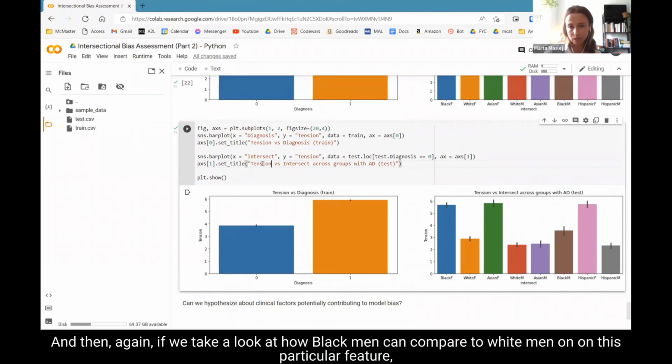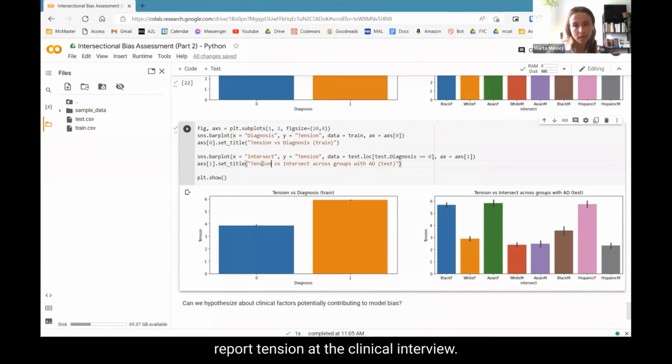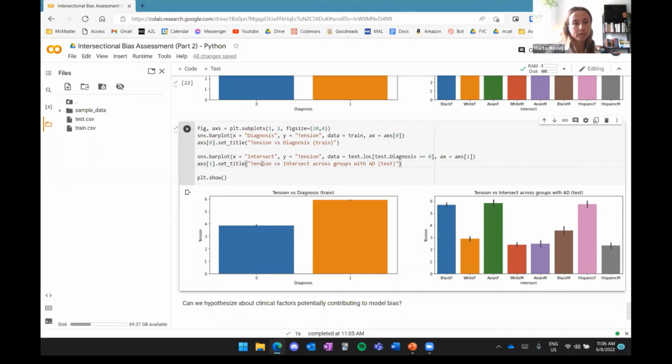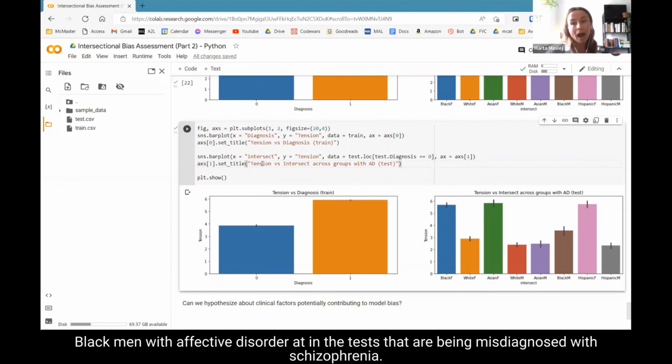And then again, if we take a look at how Black men compare to white men on this particular feature, you can see that Black men with affective disorder in the test set are more likely to report tension at the clinical interview. One thing to note is that a lot of the other groups are also reporting high tension. So it's not the only factor potentially contributing to misdiagnosis, but it could be one of the factors that could explain why Black men with affective disorder in the test set are being misdiagnosed with schizophrenia.